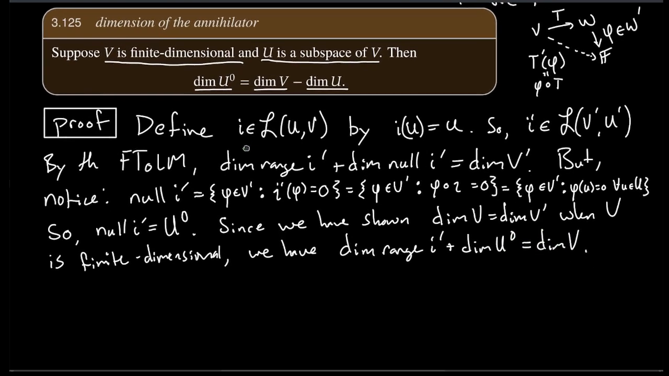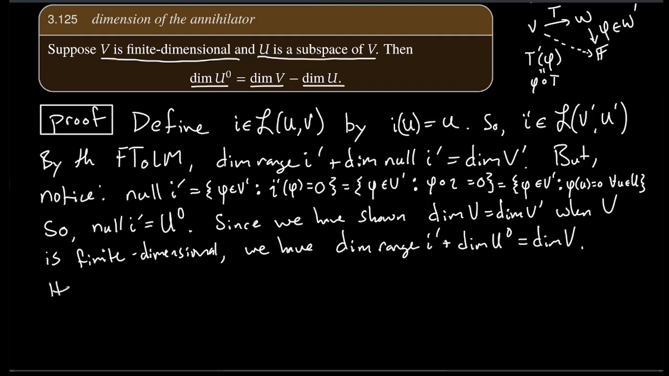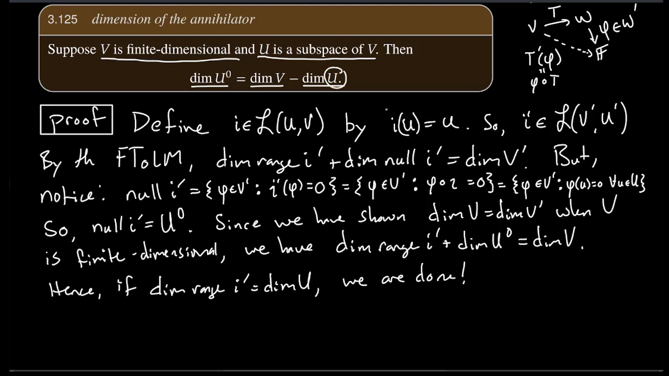Okay. Hence, if dim range I prime equals dim U, we are done. That is, if you just subtract this thing over to the other side, you would get the dimension of U naught is equal to the dimension of V minus the dimension of the range of I prime. If that's equal to dim U, then we're all finished.